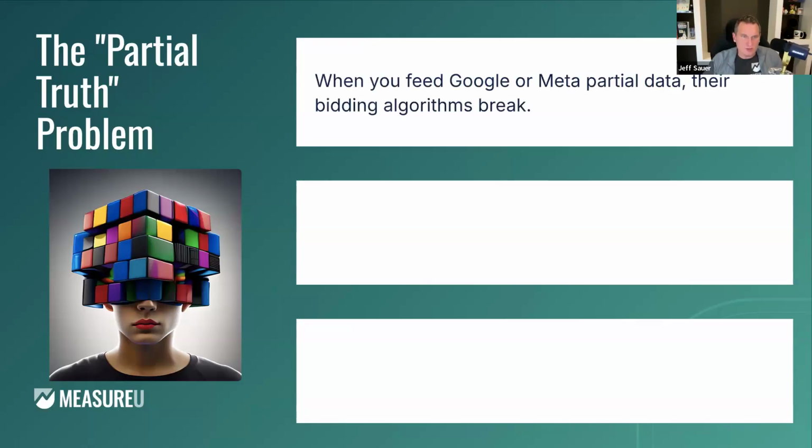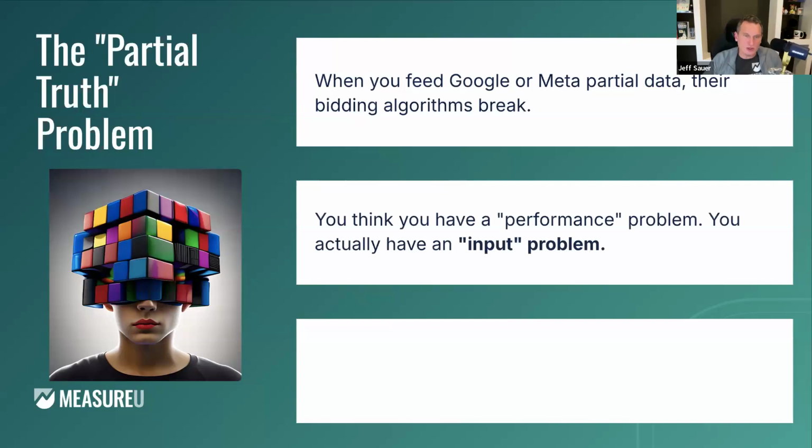Because partial truth means when you feed Google or Meta partial data, they can only find some of the customers, not all of them. And when they can only find some of the customers, it can become more expensive, or they don't even show you your ads out there. You think you have a performance problem when you actually have an input problem or a data problem. So not everything is a performance problem. Ultimately it shows its ugly head as a performance problem, but the reality is that you have a data problem or an input problem. You're not even giving it the right stuff, and that ends up being a performance problem. But performance is not really your issue. It's the wrong inputs, optimizing for the wrong thing.